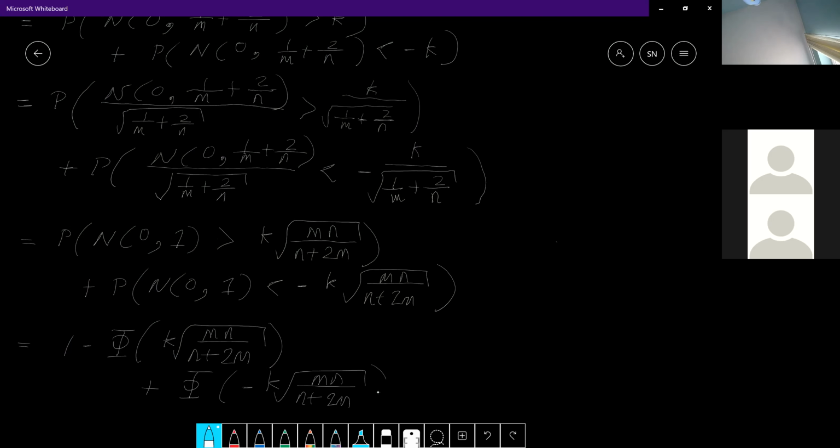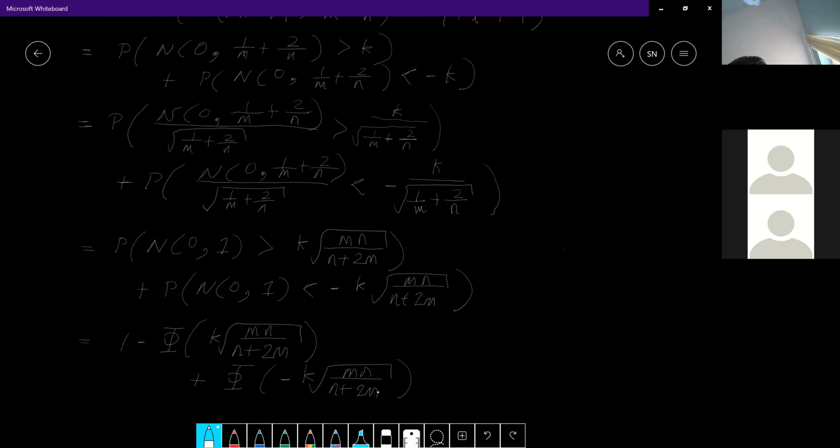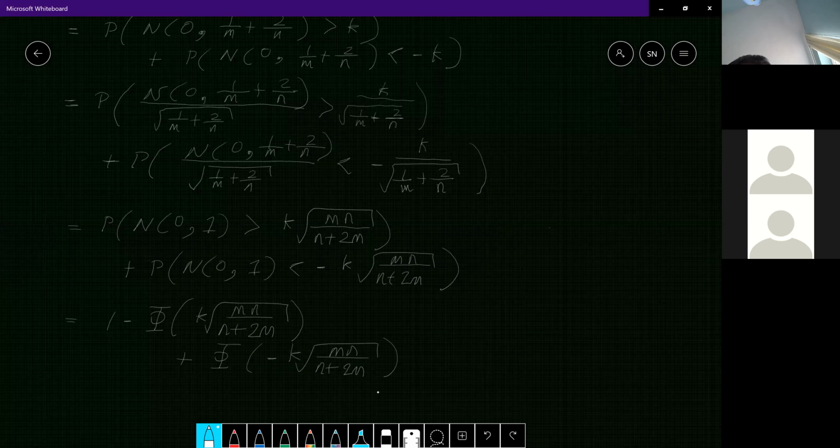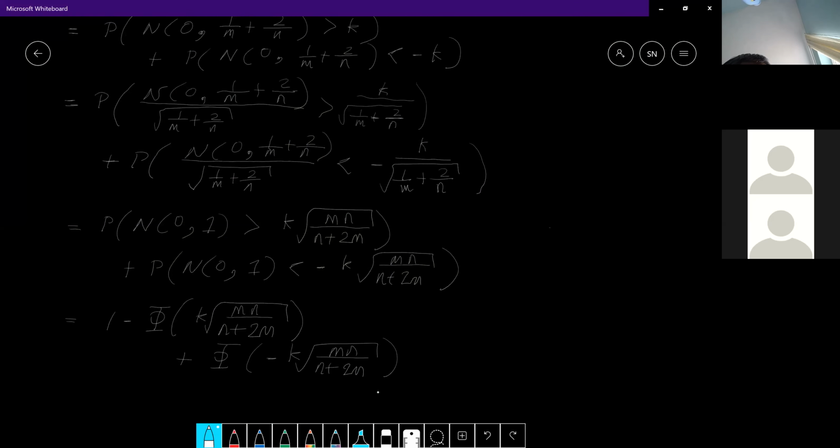Okay, so this is it. I know it's been a long calculation, but they're not complicated at all. So as you can see, it's just standard calculation. So this is the expression for alpha, the probability of type 1 error.